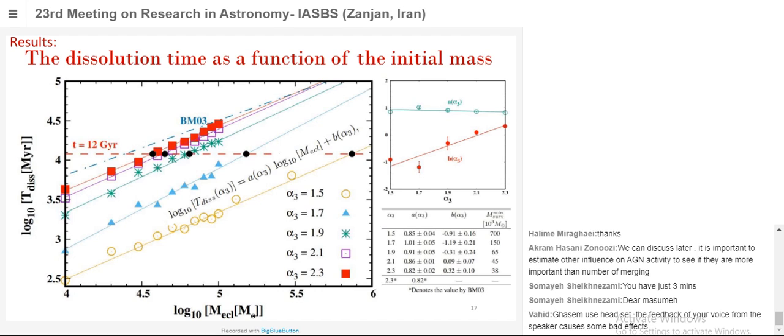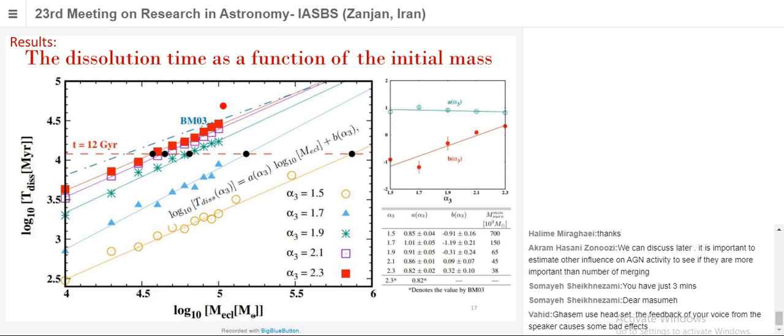In this plot, we can see the dissolution time for the more top-heavy models is faster than for the canonical models. The top-heavy models are plotted in yellow, and the canonical models in red. The horizontal dashed line shows 12 gigayears, and the dash-dot line is the result of Baumgardt and Makino 2003.